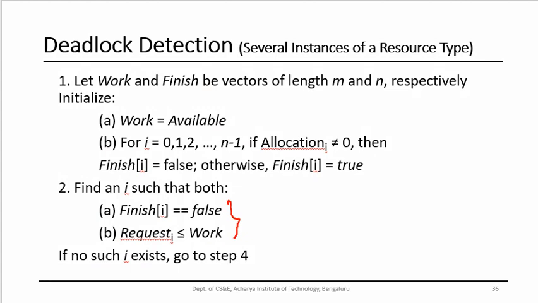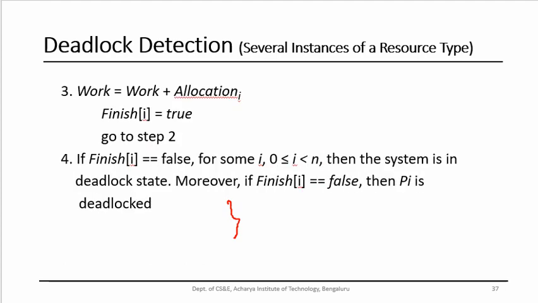That its request can be granted. So whatever resource that we have allocated to this process, we claim that back, or we add that to the work. We simply add that to the work and make finish of i equal to true. And then go back to the second step again and see if there is any other process whose request is less than or equal to work.